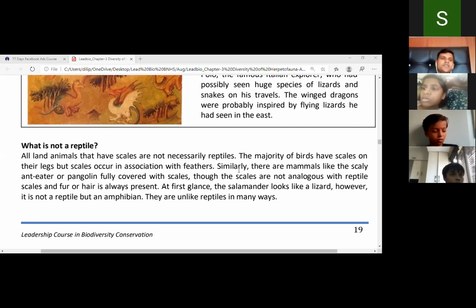But pangolin का भी study कर सकते हो. Pangolin is a very interesting species, found abundantly, but last few years में it has gone almost extinct.